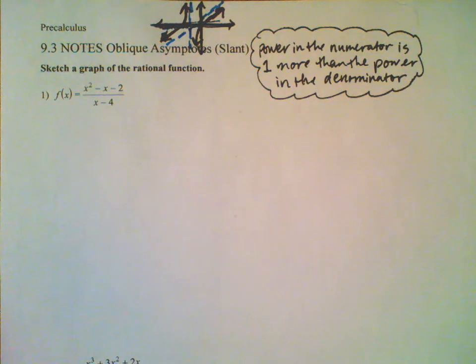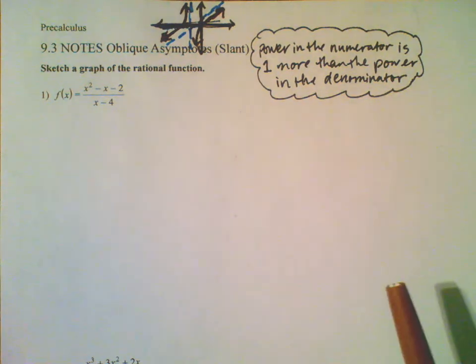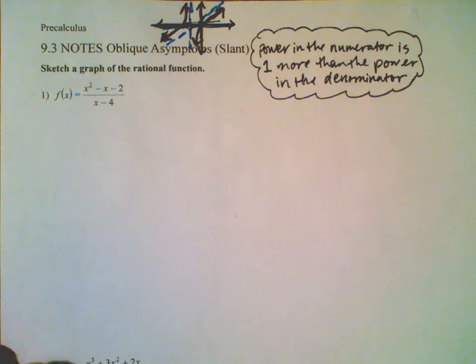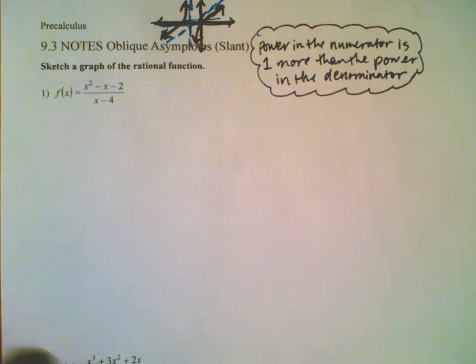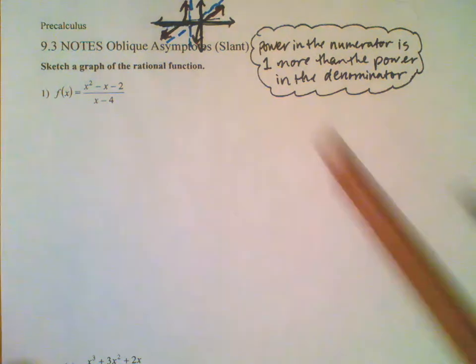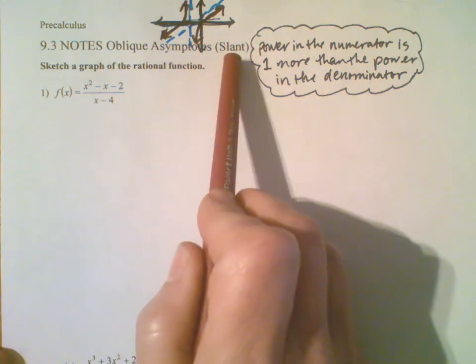We are going to be discussing oblique or slant asymptotes. This is just another thing that can happen. Remember, I indicated yesterday in the video that there are other things that can happen, and I'm by no means hitting all the different types of graphs that you can get for a rational function, but these are things that occur. And so today's topic is oblique or slant asymptotes.